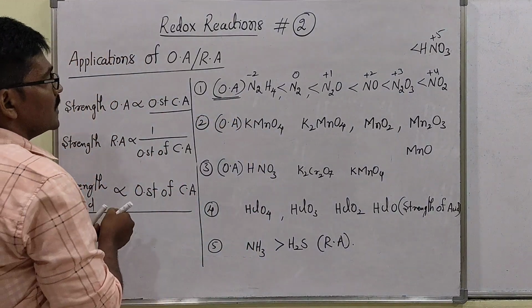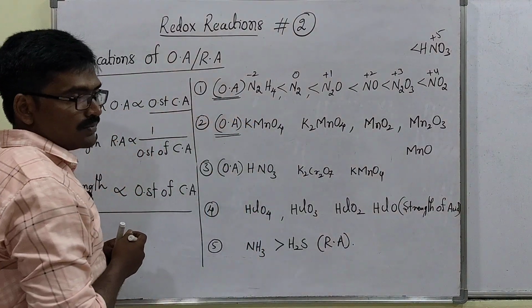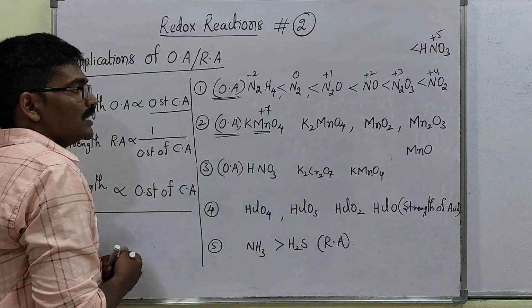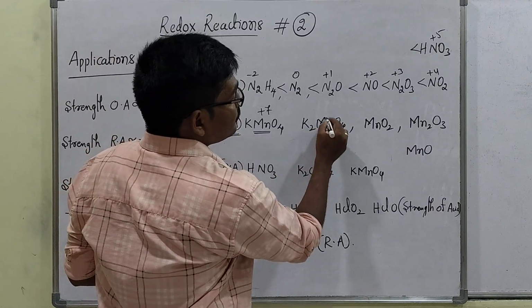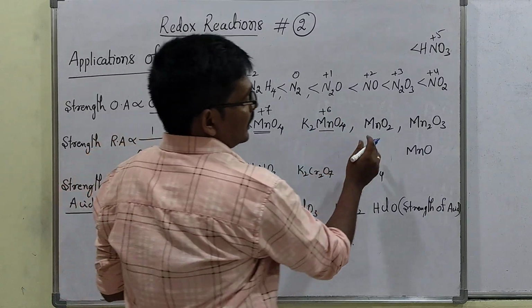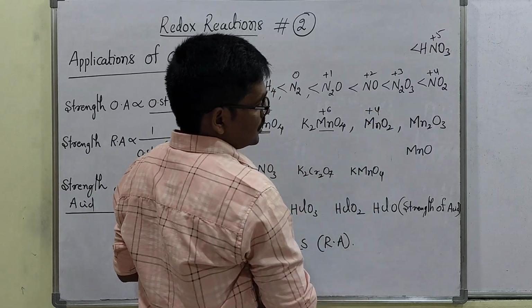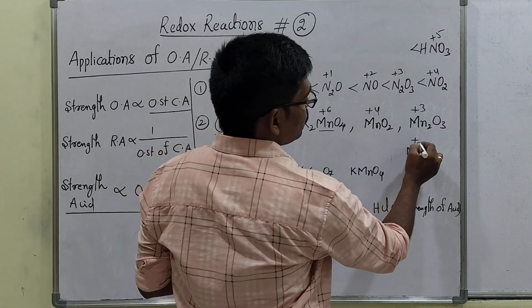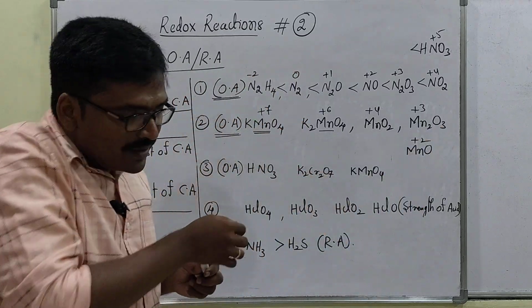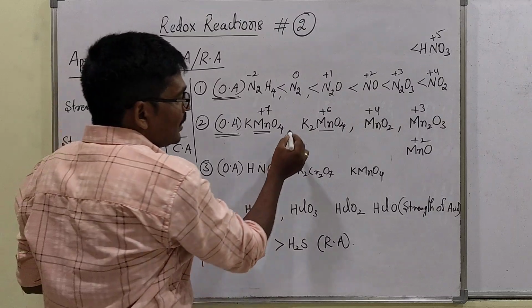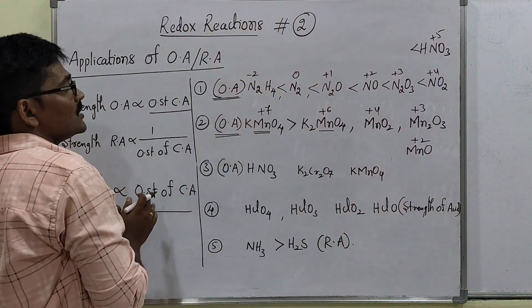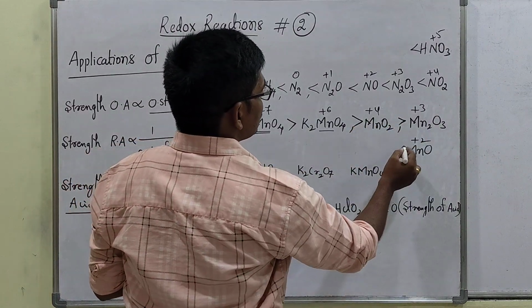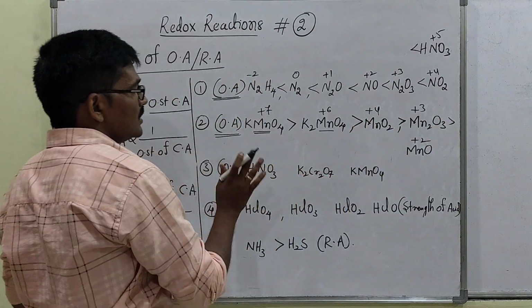Next one, again oxidizing agent strength they are asking. KMnO4, central atom manganese, oxidation state plus 7, we have already calculated. So K2MnO4, if you take, plus 6, then MnO2 plus 4 oxidation state, then Mn2O3 plus 3 oxidation state, MnO plus 2 oxidation state. Clear, my dear students? Then what I told: oxidation number increases, oxidizing agent strength increases. So this is the order.